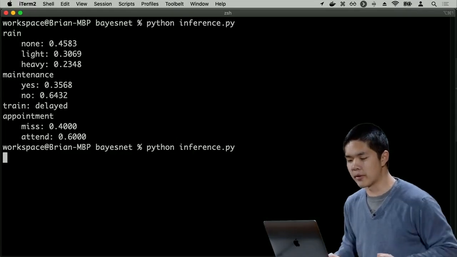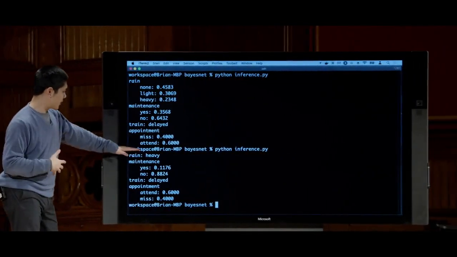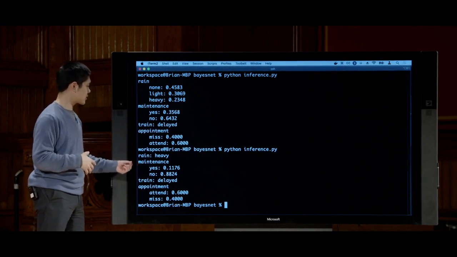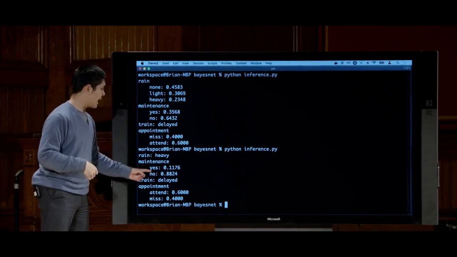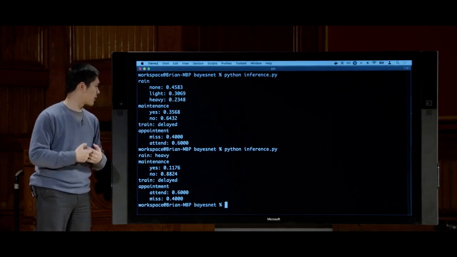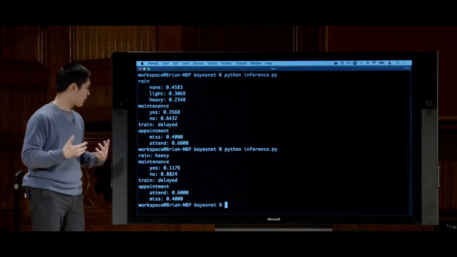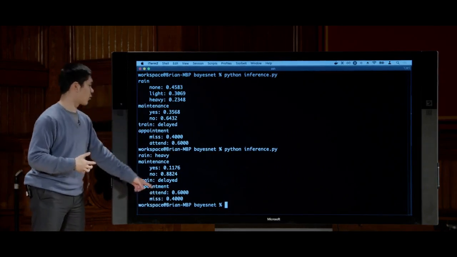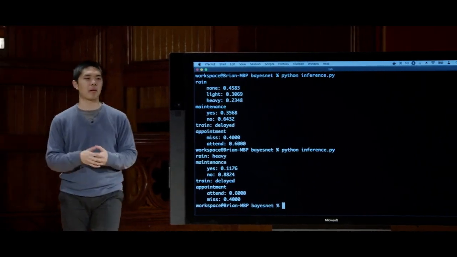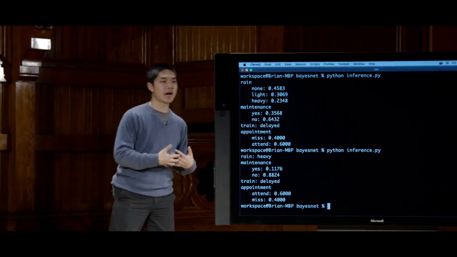I can calculate the probability by running this inference procedure again and seeing the result. I know that the rain is heavy. I know my train is delayed. The probability distribution for track maintenance changed. Given that I know that there's heavy rain, now it's more likely that there's no track maintenance, 88% as opposed to 64% from before. And now, what is the probability that I make the appointment? Well, that's the same as before. It's still going to be attend the appointment with probability 0.6, miss the appointment with probability 0.4, because it was only dependent upon whether or not my train was on time or delayed.